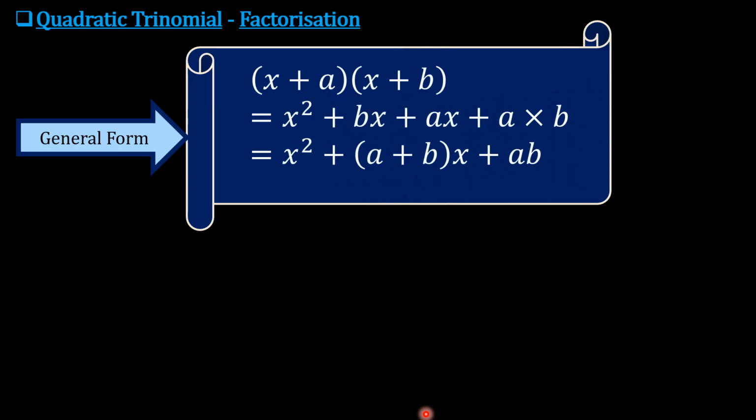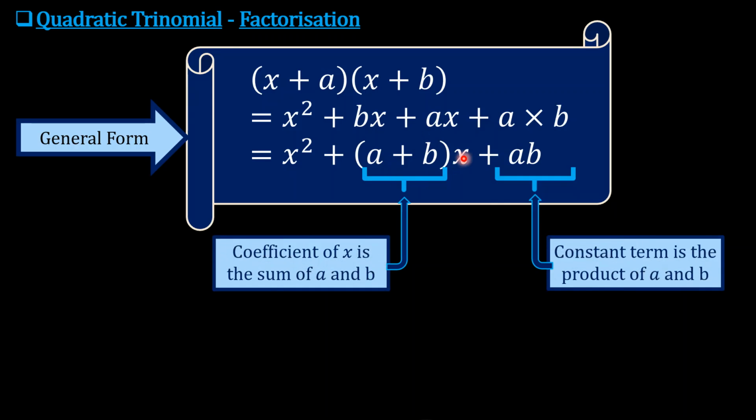Quadratic trinomial factorization, general form is (x + a)(x + b). On multiplication we get x times x is x², x times b is bx, a times x is ax, and a times b is ab. So x², and bx + ax we can write in this form, (a + b) times x, plus ab. As we have mentioned earlier, the coefficient of x is the sum of a and b, and the constant term is the product of a and b. This is the constant term because x is absent here.